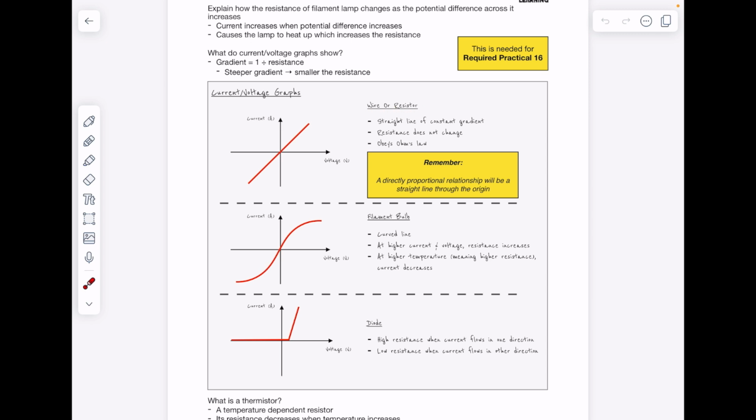So with a wire or a fixed resistor, so remember a fixed resistor looks like this, you're going to find that you get a straight line with a constant gradient, meaning that we've got a directly proportional relationship between current and potential difference. The resistance does not change because, after all, the gradient is unchanged and the gradient will tell us the resistance, and as a result we can say that this obeys Ohm's law. And Ohm's law states that the current through a resistor at constant temperature is directly proportional to the potential difference across the resistor, and we can see that directly proportional relationship very clearly here.